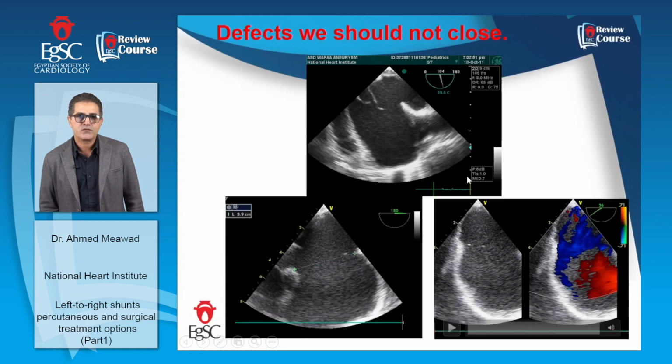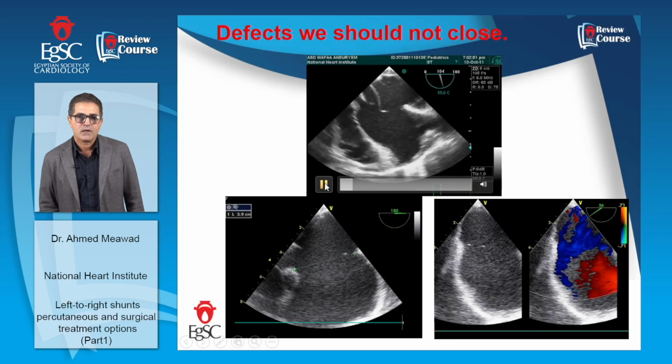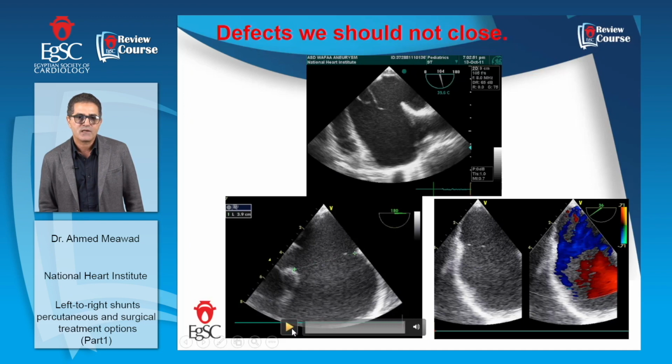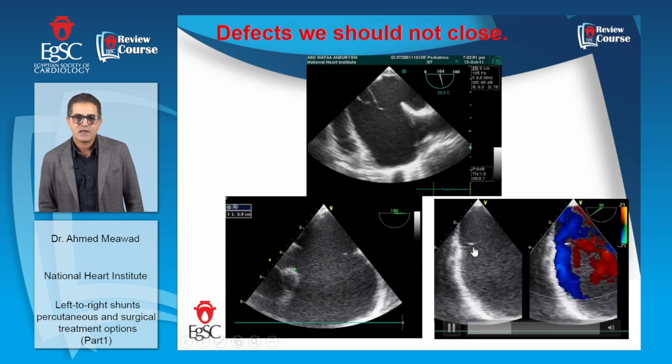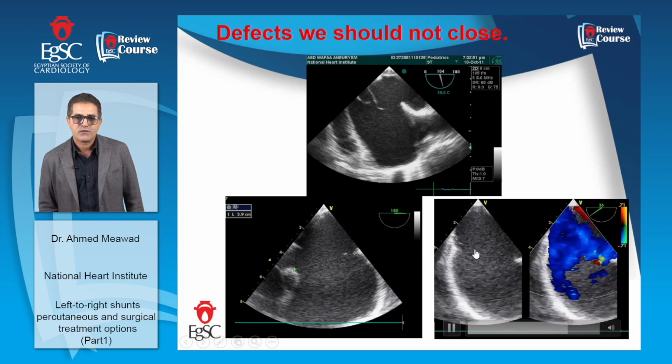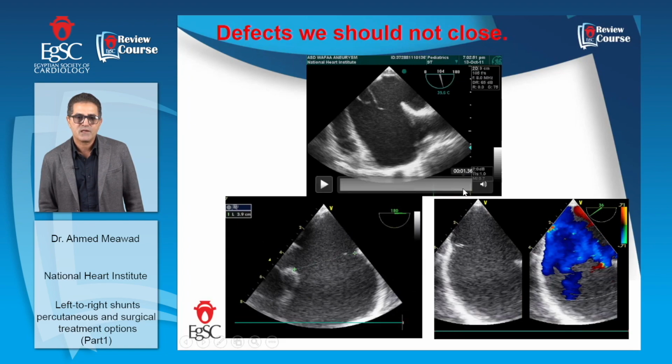These defects should not be closed, like flimsy rims, as you see here. The IVC rim is flimsy and hypermobile, although it is long, but it is hypermobile and unstable. Large defects like this one, 39 millimeter, or deficient rims like this, like the posterior rim here, it is deficient. So these cases should not be closed.